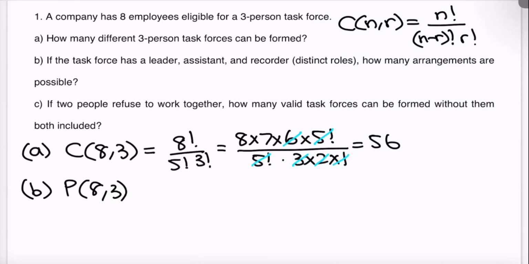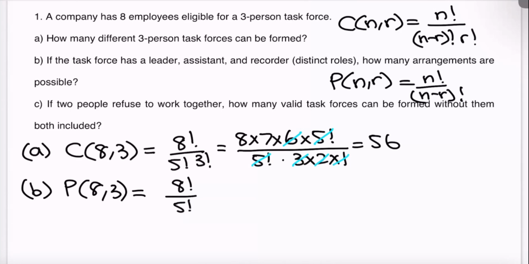Recall the permutation equation in general is like this. So my answer is 8 factorial over n minus r, so 5 factorial, which again, 8 factorial is 8 times 7 times 6 times 5 factorial, and then over 5 factorial, so those cancel, and I just get 8 times 7 times 6, which we know 8 times 7 is 56, and 56 times 6 is 336.